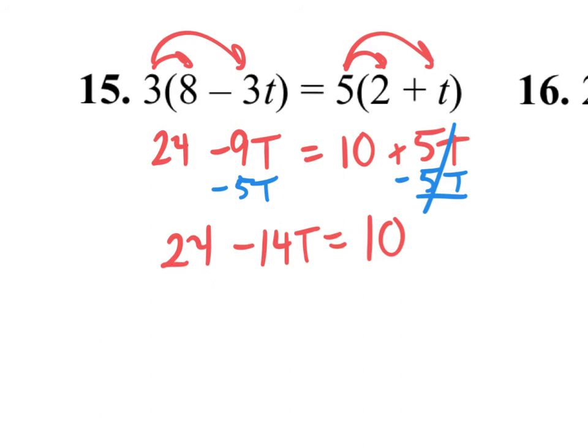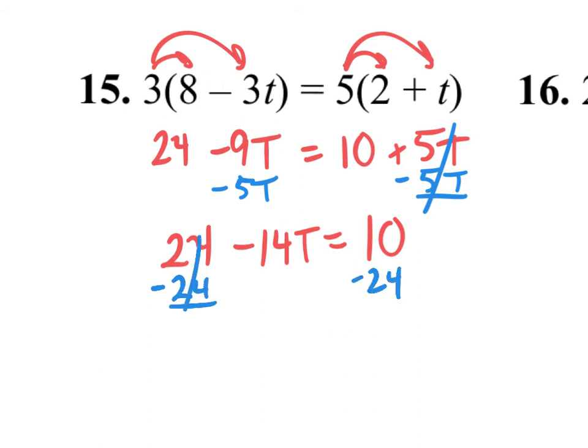And by the way, you could have solved this differently. You could have moved the t to the right side instead of the left side. You could have gotten it by itself on the right side instead of the left side. Many roads to the same place. As long as you're getting the right answer, that's all that matters. So let's get rid of that 24 by subtracting 24.